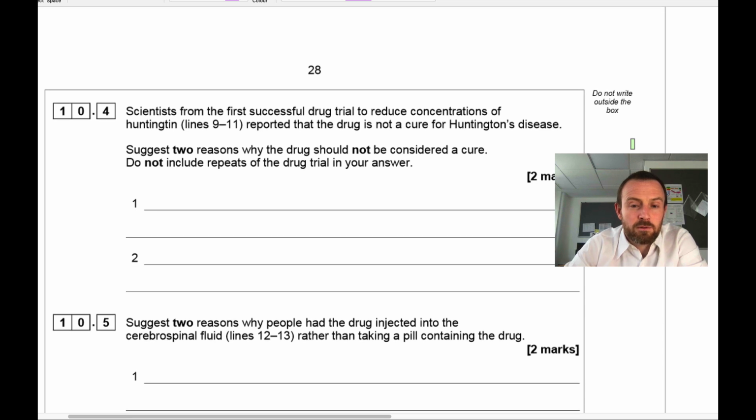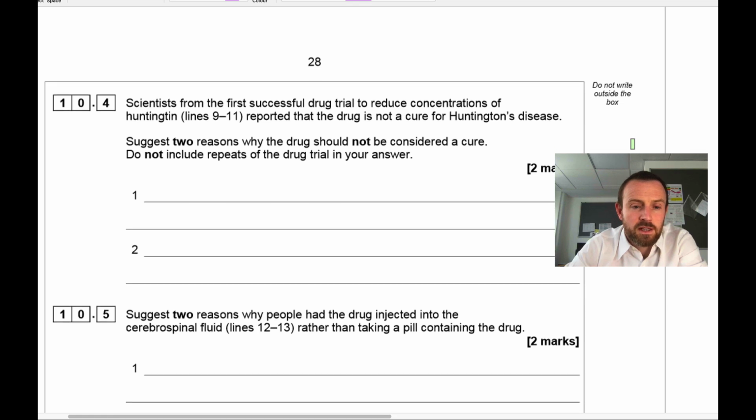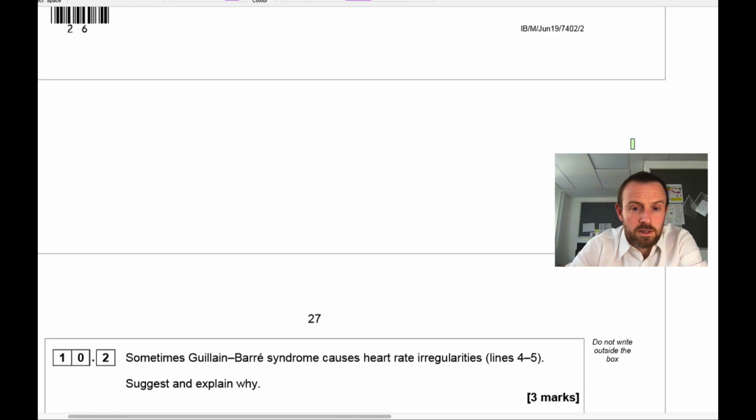Scientists from the first successful drug reported the drug is not a cure for Huntington's. So, just 2 reasons why the drug should not be considered a cure. That's interesting. It says lines 9 to 11. Do not include repeats of the drug trial in your answer. Lines 9 to 11.